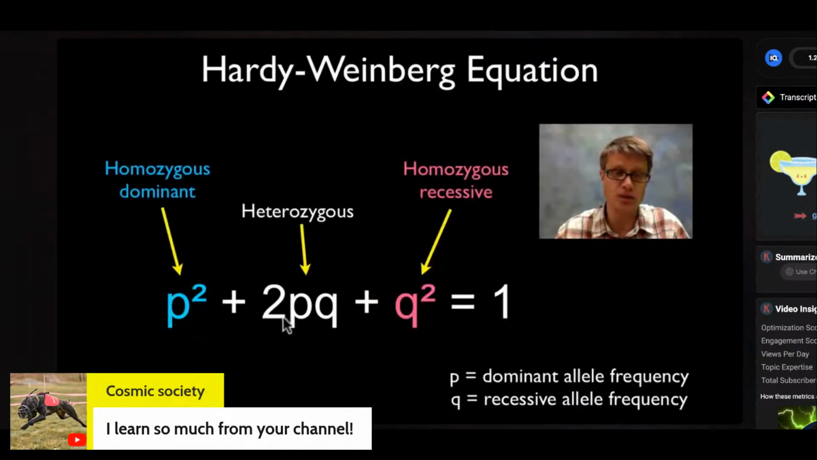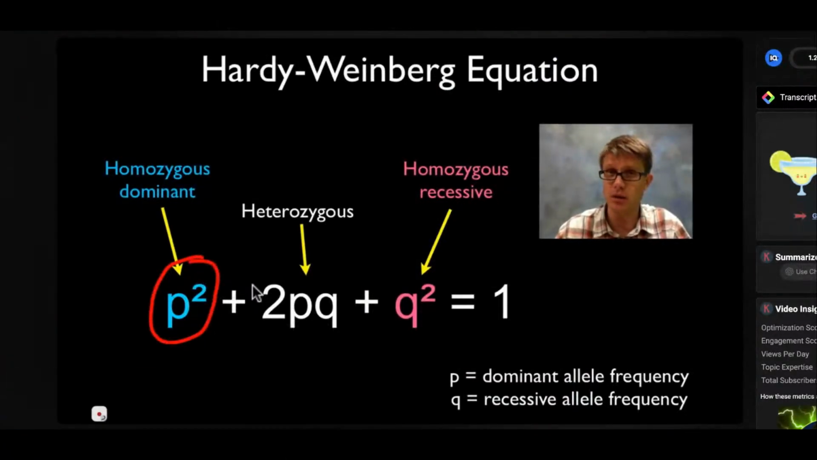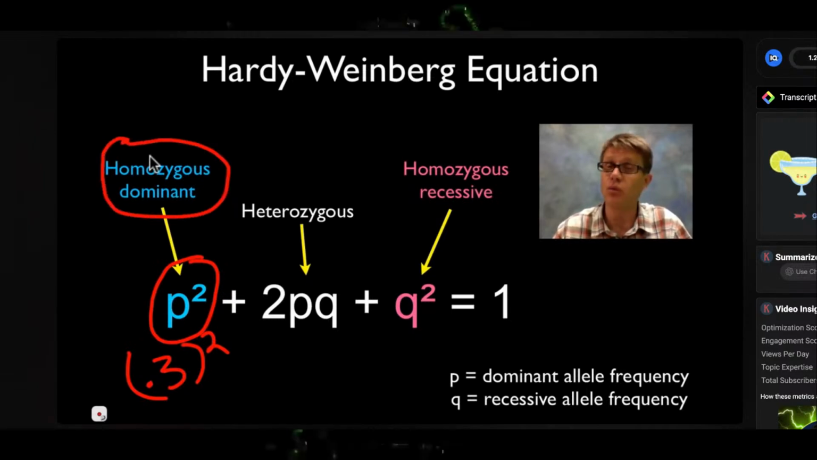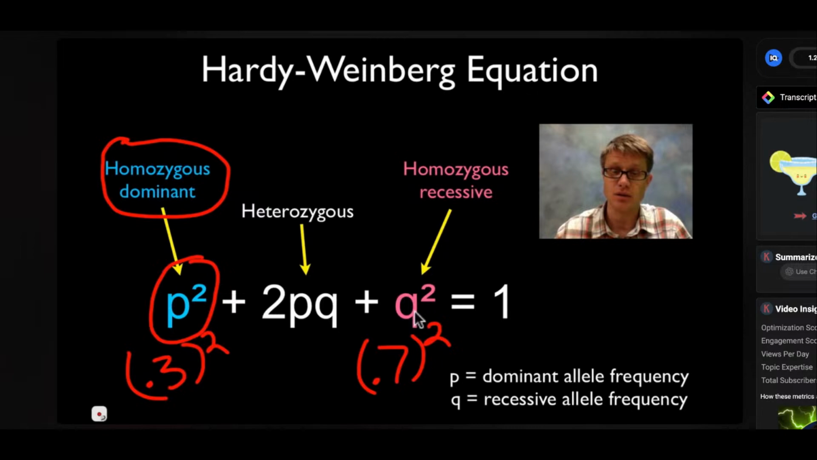Where do we get this p squared, 2pq, q squared? P squared is basically taking the allele frequency of the dominant. When we were solving this problem, that was 0.3. And then we simply square it, and that's going to tell me how many individuals are homozygous dominant. In this case, our recessive value is 0.7 squared, so that's going to be 0.49. That's the homozygous recessive individuals.